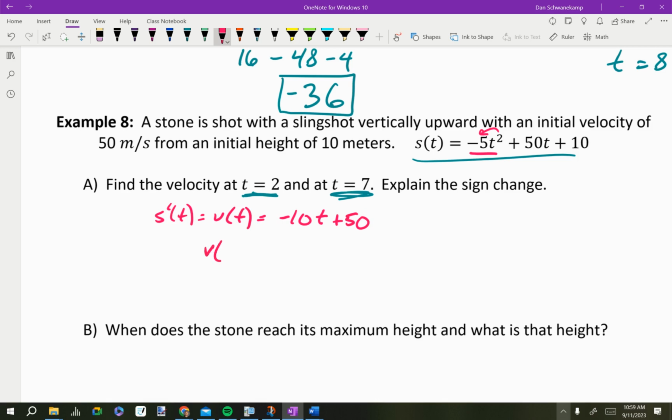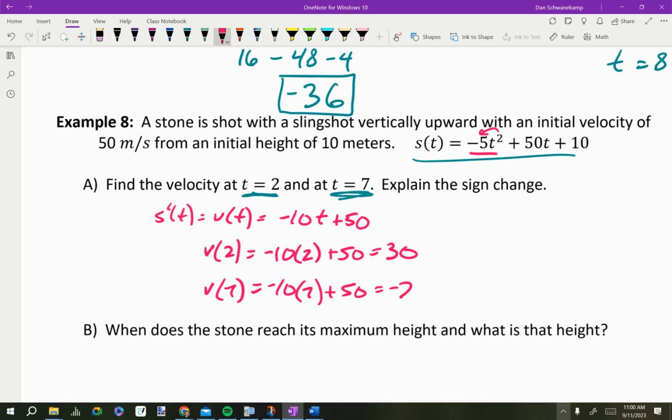We're finding v of 2 and v of 7. You take 2, you plug it in. So it's negative 10 times 2 plus 50. That's a 1, even though it doesn't look like it. That's 30. And then negative 10 times 7 plus 50. That's negative 20.